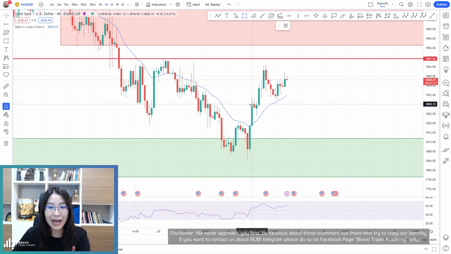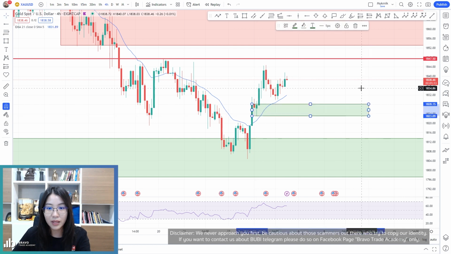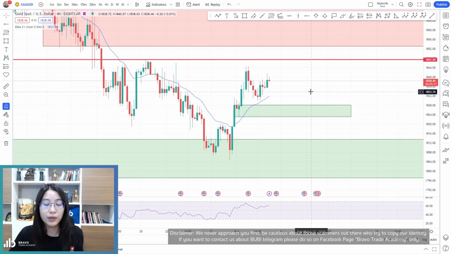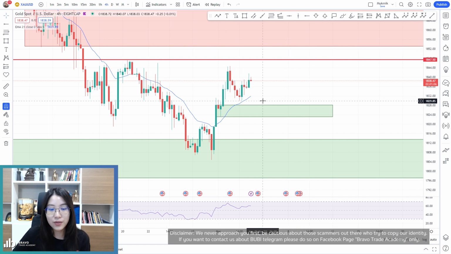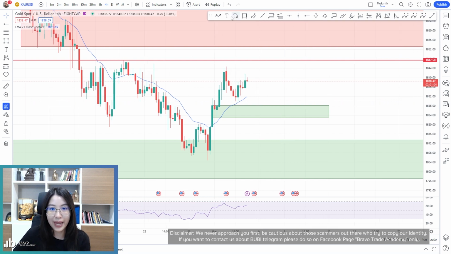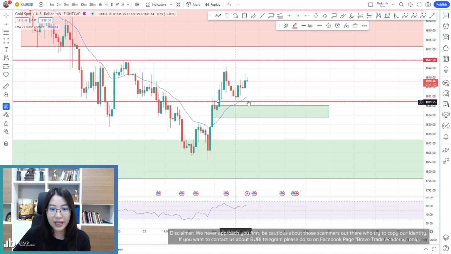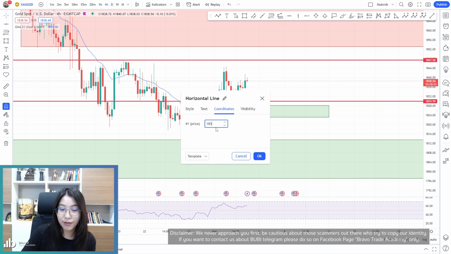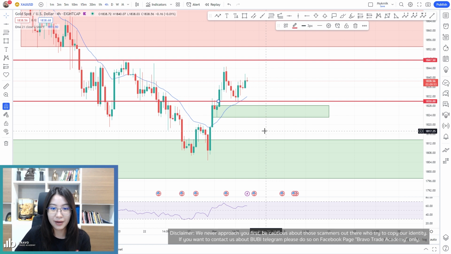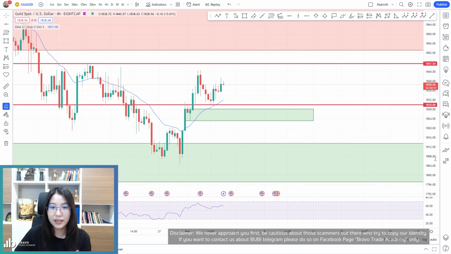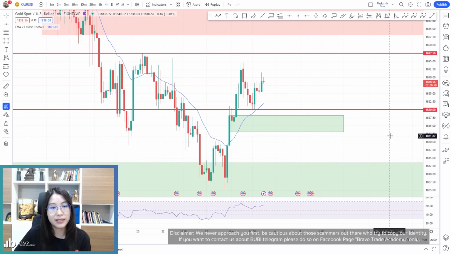And we have our demand zone here in the daily time frame that was formed from yesterday. And what else? We have a very clear support here for the 4 hours time frame, which is around 1830. I'll give it the round number.